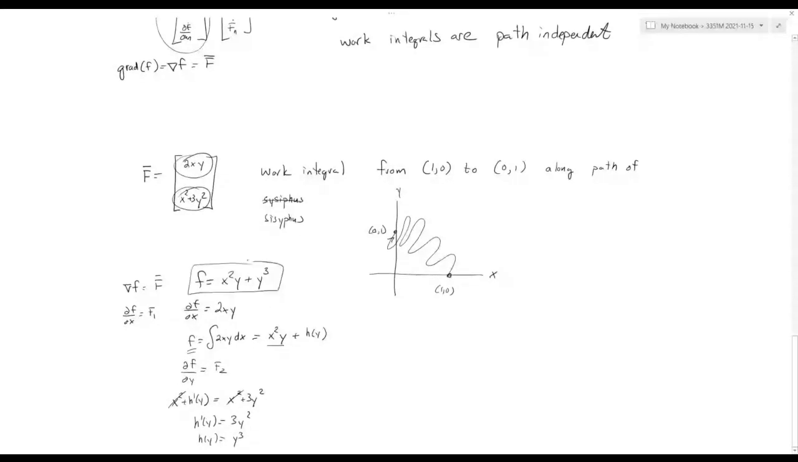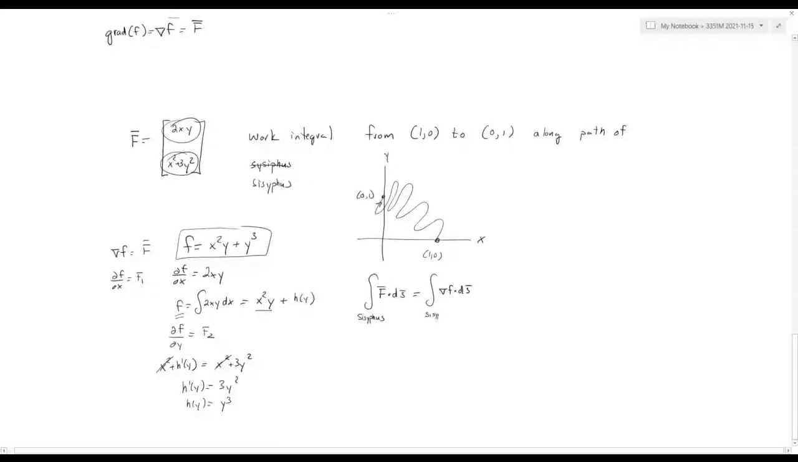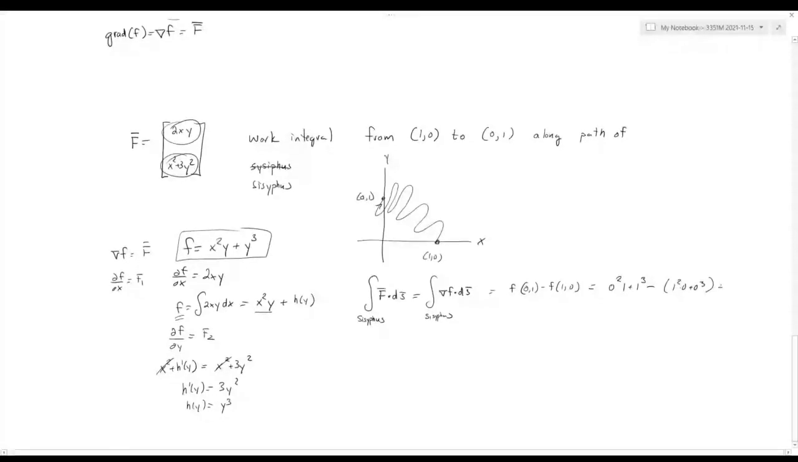So if you want to do the work integral over the path of Sisyphus, you'd want to realize that F is the gradient of some real valued function. Okay, so according to the fundamental theorem of calculus, for line integrals at least, this is f at the terminal point minus f at the starting point. So here we get, yay, we get that the work integral is equal to 1.